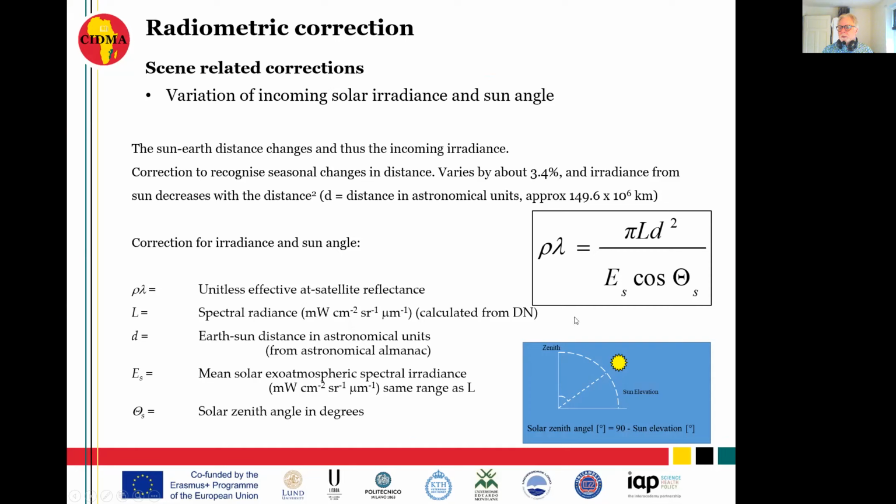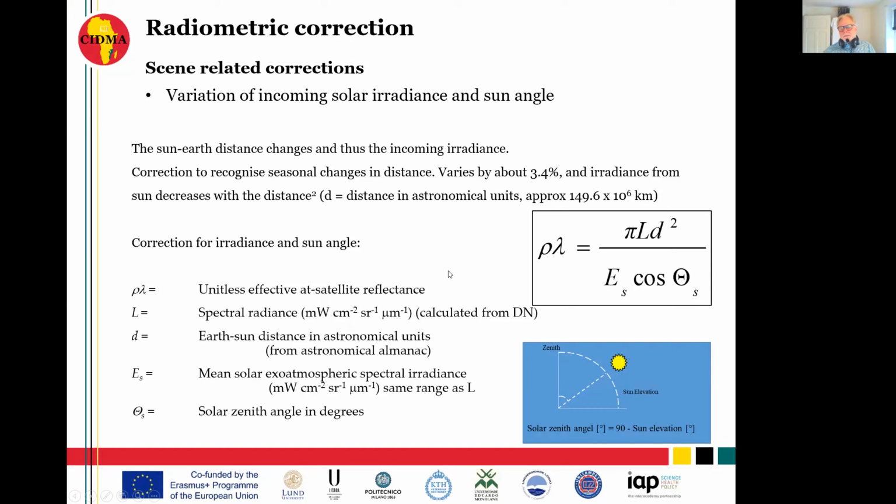So here's the formula to correct for the solar-Earth distance. Here we have the radiance, the spectral radiance that we have calculated from the DN values. And then we have the E, which is the mean solar irradiance, the average solar energy being put out. And there we have the solar zenith angle. And this will give us a unitless effective at-satellite reflectance.